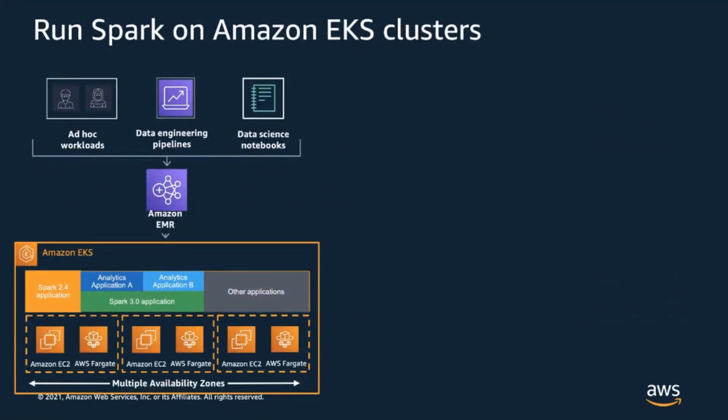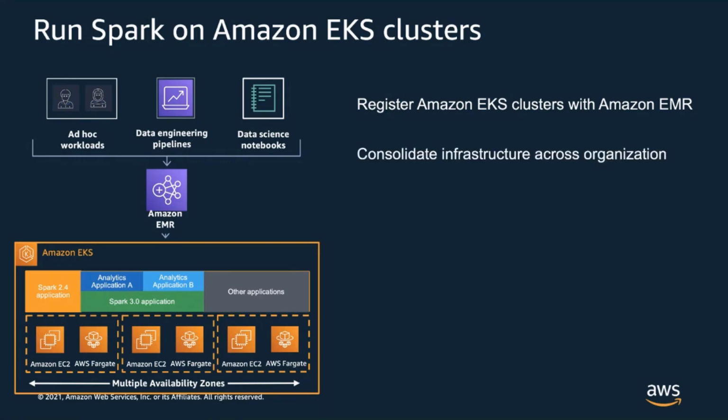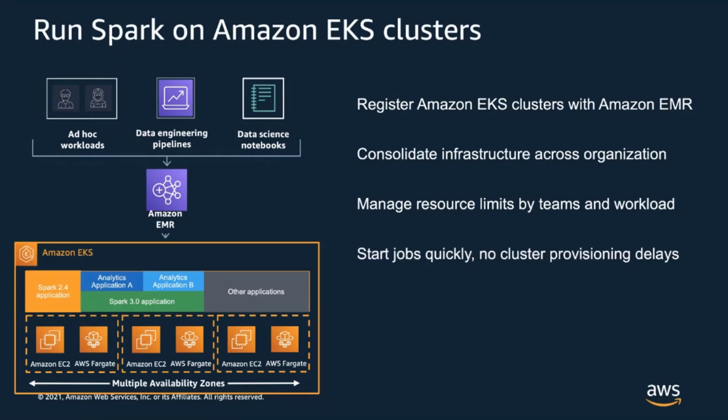So what does this actually look like when you're running Spark on EKS clusters with EMR? So the first step is registering the EKS cluster with EMR. EMR creates a virtual cluster that essentially points to the EKS cluster that it will use for running those jobs. This helps to consolidate infrastructure across your organization. You can have multiple virtual clusters per team or per part of your organization that points to the same EKS cluster. So you can manage your resource limits by teams or workload or however you want to split that up.